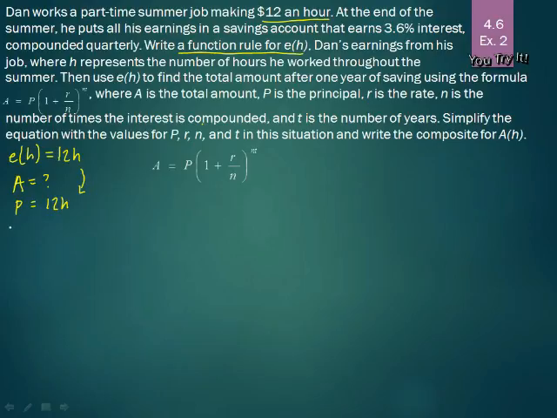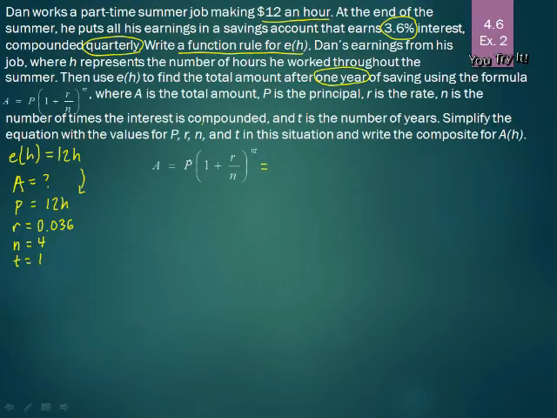R is the rate, and it tells us that he's going to make 3.6% interest, and that's going to be in decimal form, so it'll be 36 thousandths. And then N is the number of times it's compounded, and that's compounded quarterly, so that's going to be 4. And then T is the number of years, and here it wants to know after 1 year of savings, so T is just going to be 1. And now we can just plug everything in.